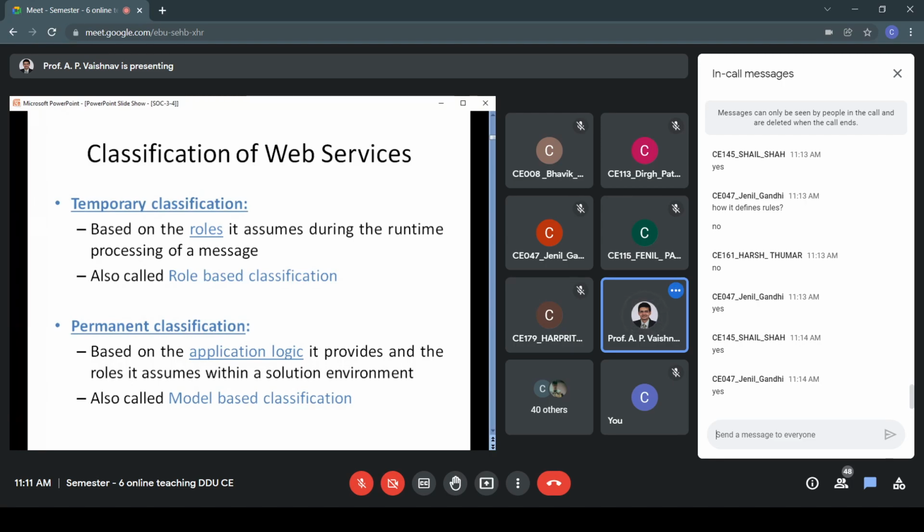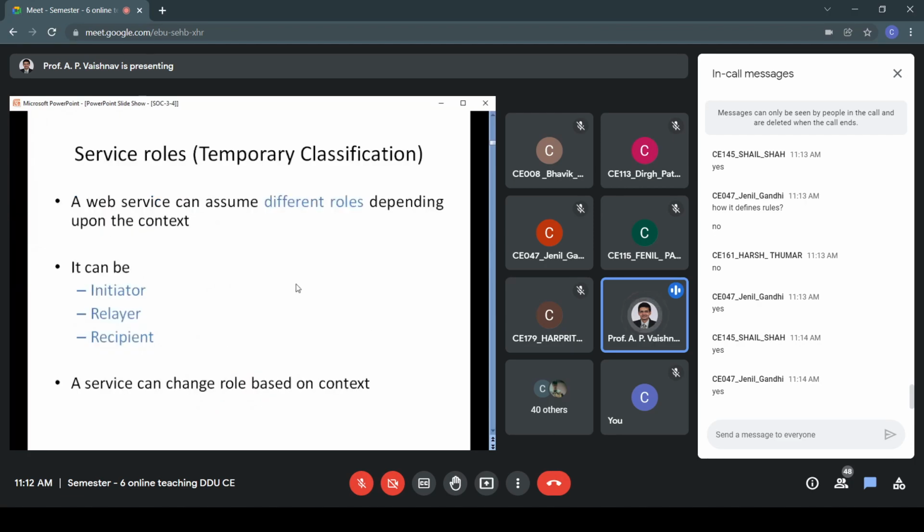Okay. So these are the two types of services. You can say temporary types and permanent types. Permanent types are based on the logic. It is also known as model-based classification. We'll see this in the next class. Today our focus will be on the temporary classification. So are you clear with this much? What are the two types of services we have? I also gave you some examples. Further examples are coming up.